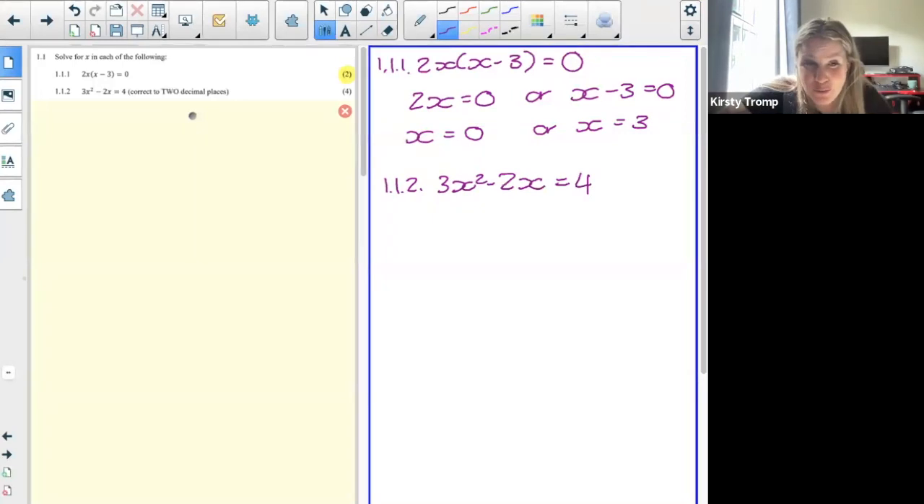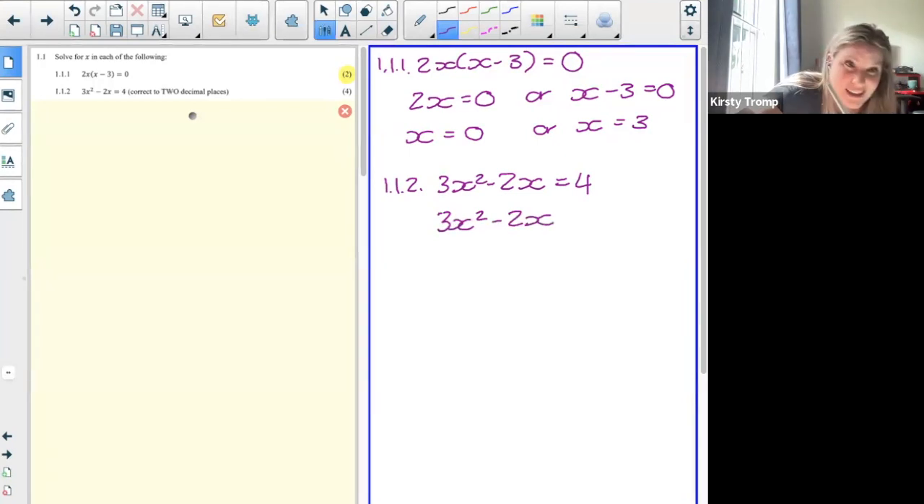Well, to use the quadratic formula, I need to have an a, a b, and a c. At the moment, I have it equal to 4, so that's not going to help me. So I'm going to have 3x squared minus 2x. If I want to have an a, a b, and a c, what needs to happen? I need to have it equal to 0. So I'm going to bring this 4 across. When I bring the 4 across, it becomes a negative.